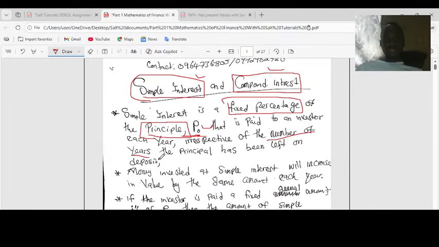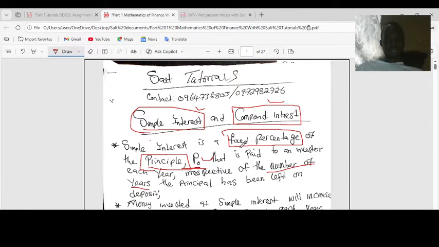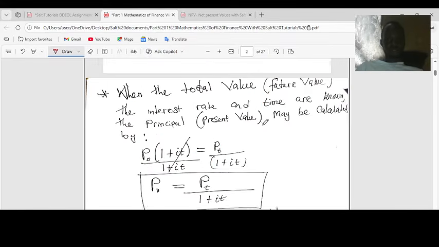So what are we saying under simple interest? This is a fixed percentage, but we have something else which is called compound interest. Now what is the difference between simple interest and compound interest? Because your assignment has questions concerning compound interest and not simple interest. So what's the difference between these two? Simple interest is a fixed percentage on the principal, but what about compound interest?